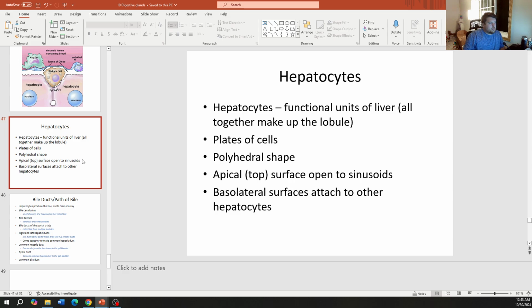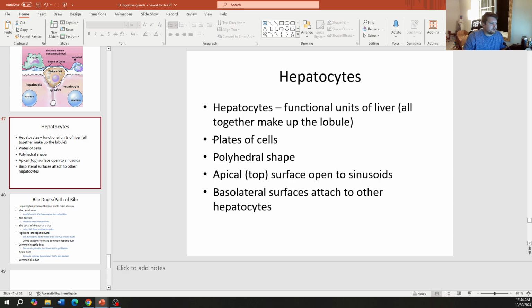Talking a little bit more about the hepatocytes. It's a little bit confusing, we call both the hepatocytes and the lobule the functional units of the liver, because essentially the lobules are made up of hepatocytes, so they're kind of grouped together.